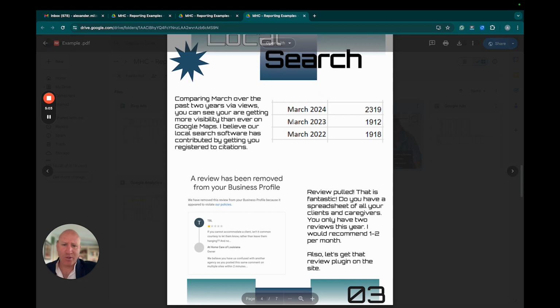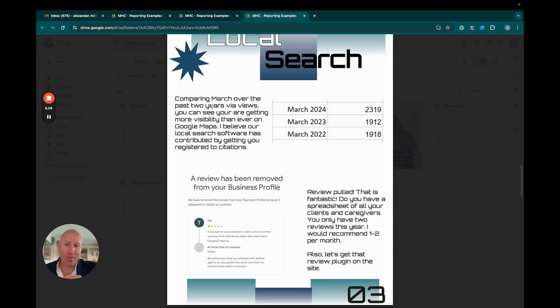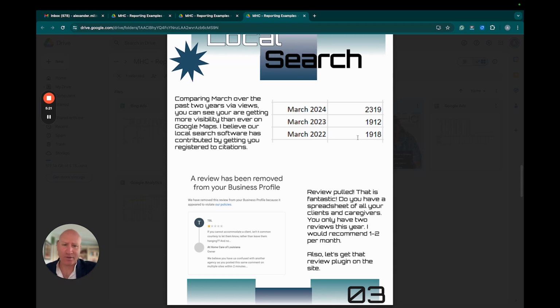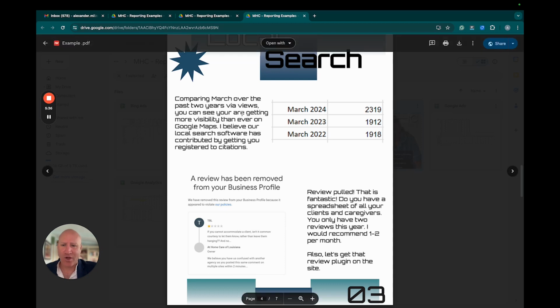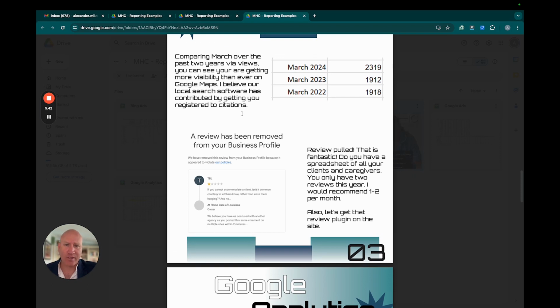So right here, we just have a little graph talking about how we were comparing March over the past 2 years. So you can see March 2023 to 2024 views. You can see that for this specific organization, they actually had 6 less views in 2023, but look at how their local search popped off, about 400 more views in 2024 compared to the year prior. So obviously there's reasons for that, but that's just tracking straight out of Google Business, their views, which Google reports to us. That is fantastic.